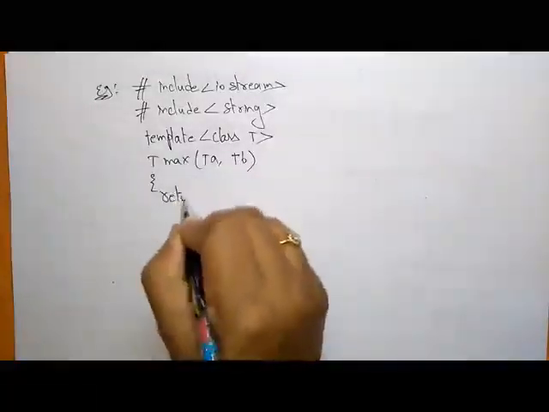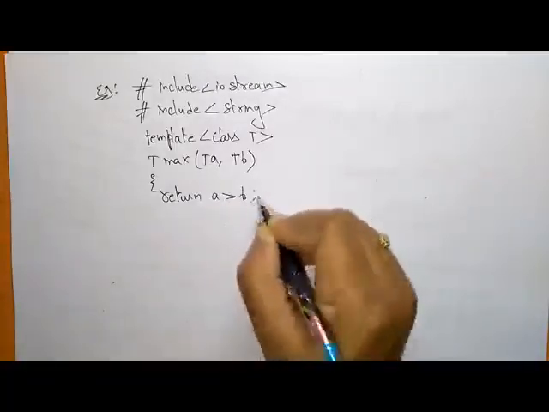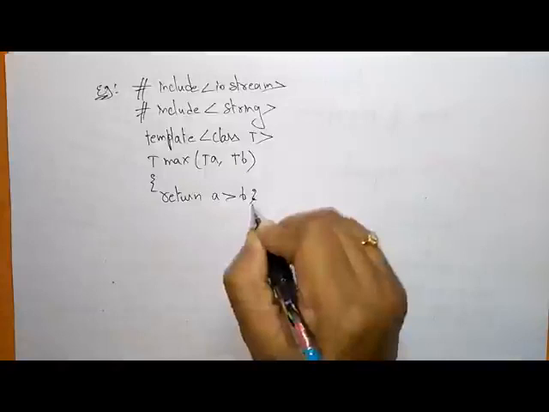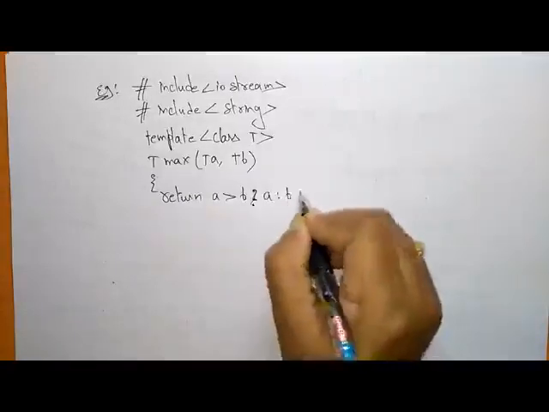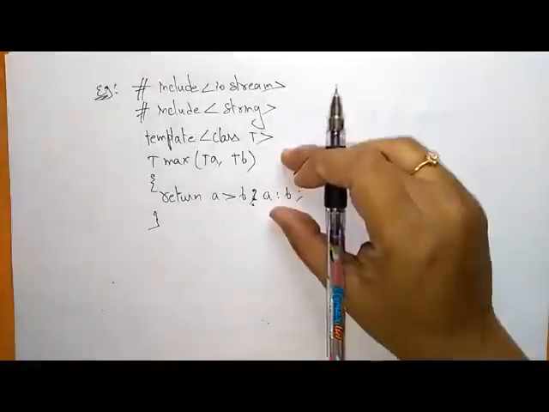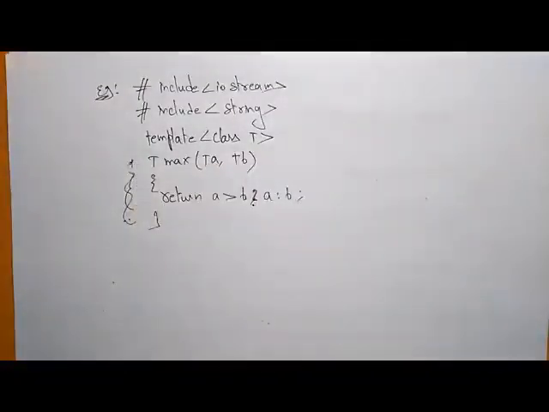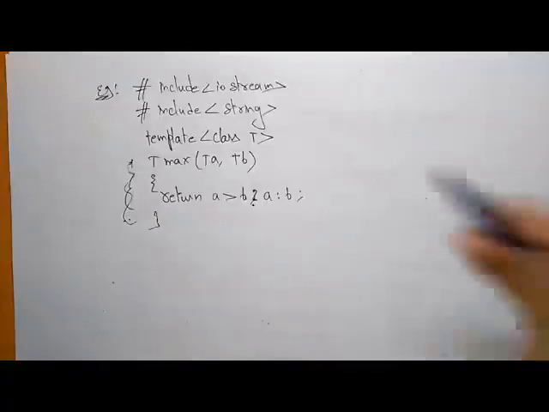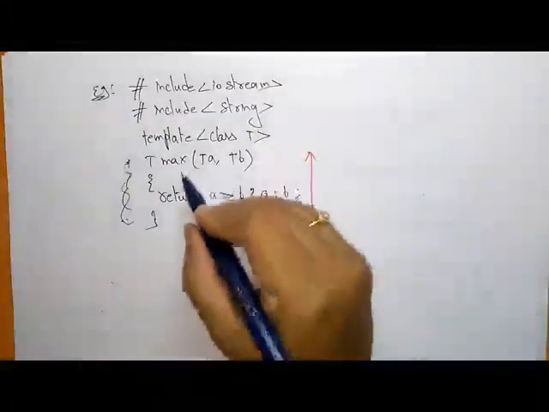Return a greater than b. If a is greater than b, then print a or b. Okay, so this is a program. This program means this is a function you call. So this function code I'm using for different data types. Okay, so this is the maximum.